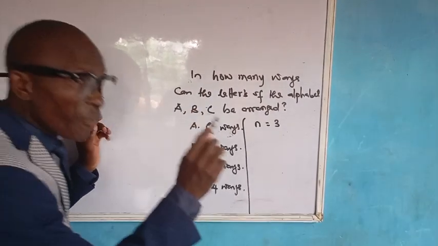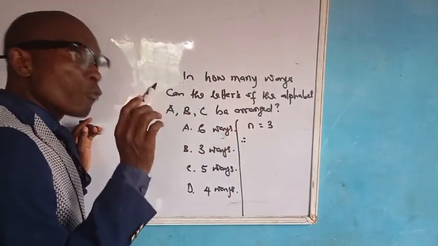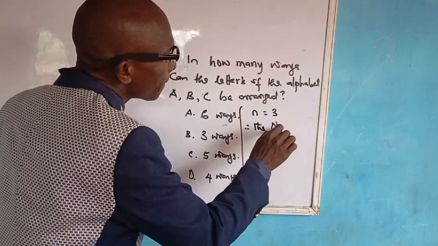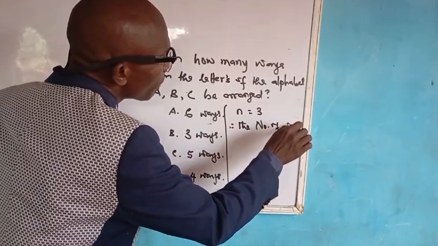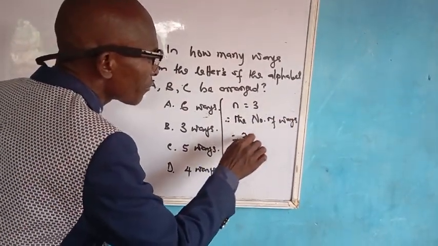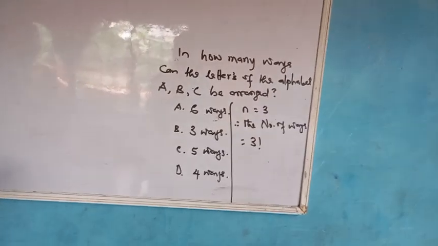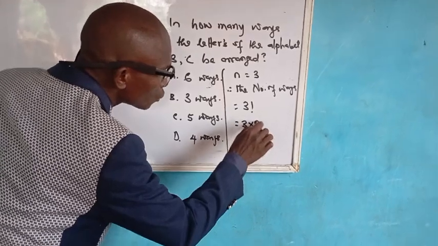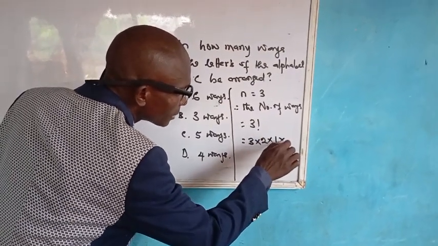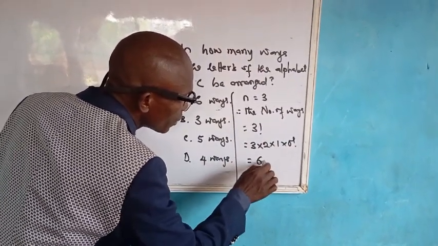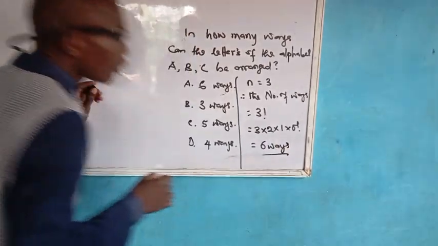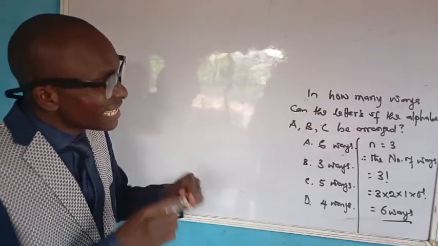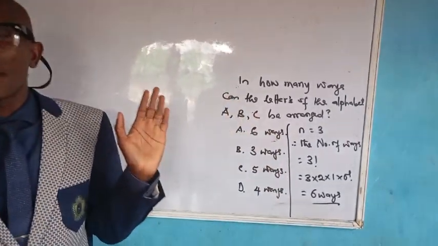Therefore, listen carefully now, the number of ways will be equal to 3 factorial. It will be written like this, which is the same as 3 times 2 times 1 times 0 factorial, which is 6 ways. We have done this before. So that is just the question. In this case, you have solved this.